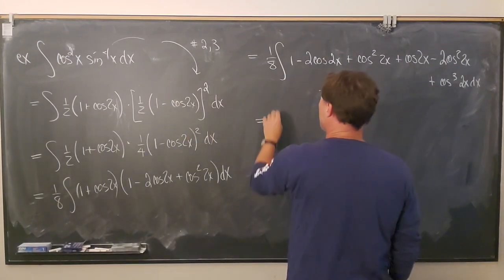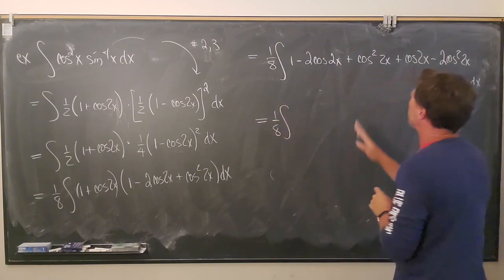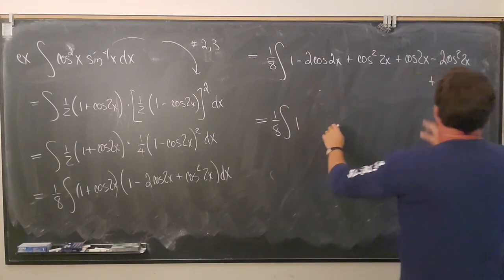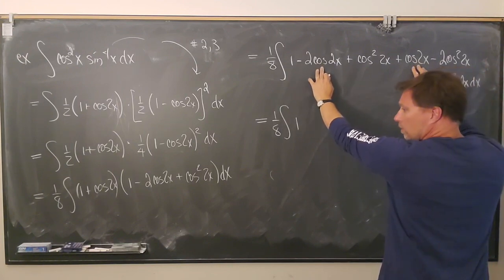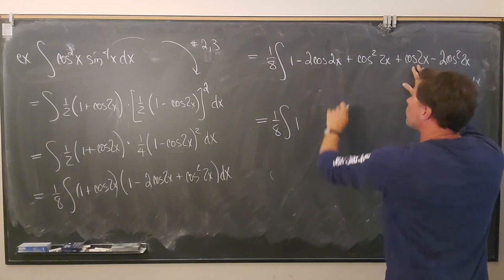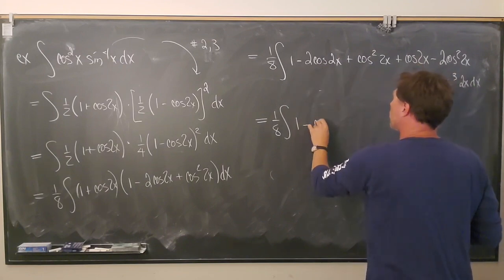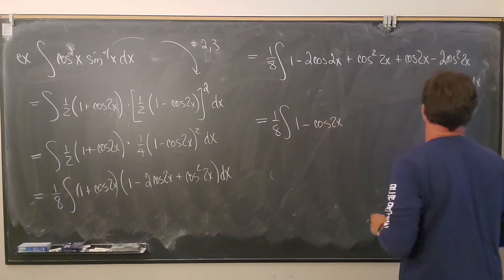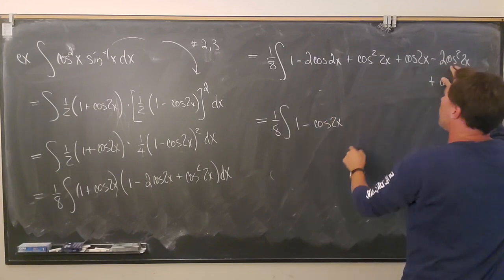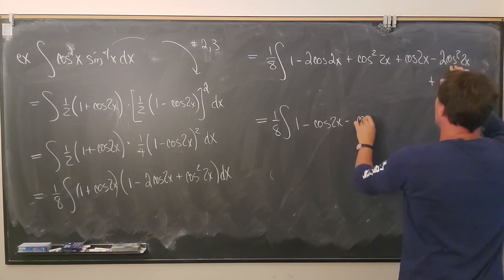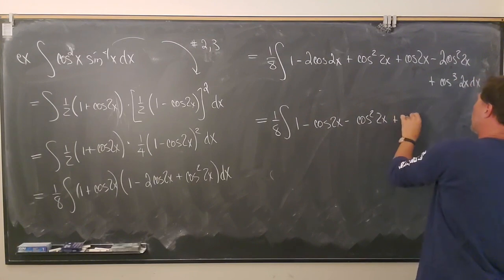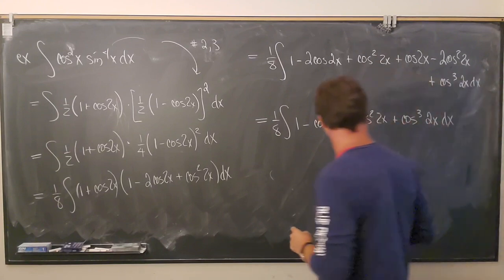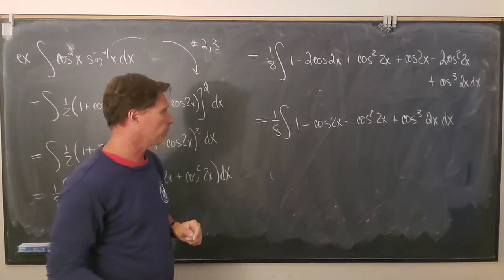Okay, so next step, let's multiply things out. Or actually, I'm going to clean things up a little bit here. So this is going to be a 1, and here we're going to have minus cosine 2x, and then we have minus cosine squared 2x plus cosine cubed 2x dx. So we're almost in a position where we can integrate. Now what I want to do is get it into that position.